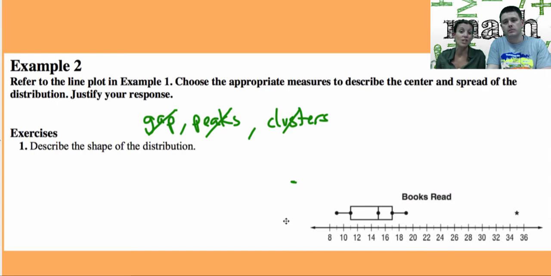We could talk about skewed, skewed to the right or skewed to the left. So this one, since there's not a whole lot of data over here and a whole lot to the left, we could say that this is skewed right. It's skewed away from the right-hand side.